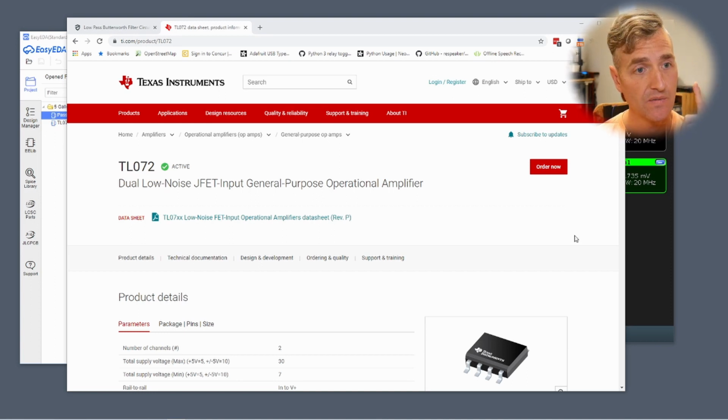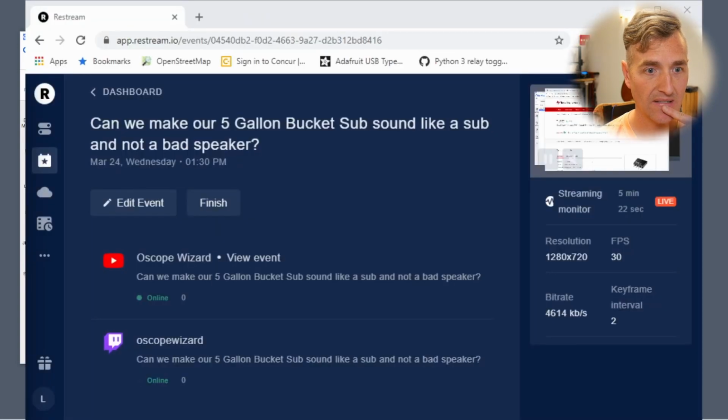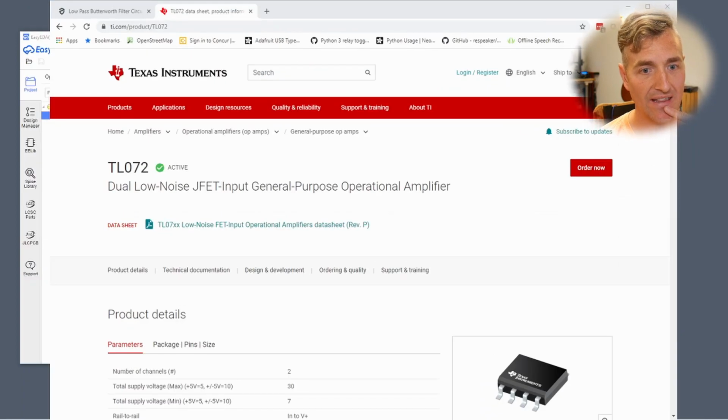Positive and negative rails. What are we doing here? I probably just need to look at the browser, don't I? Browser. Oh, nope, not that one. Not that one. Nope, not that one. That one. That's the one we want to look at.